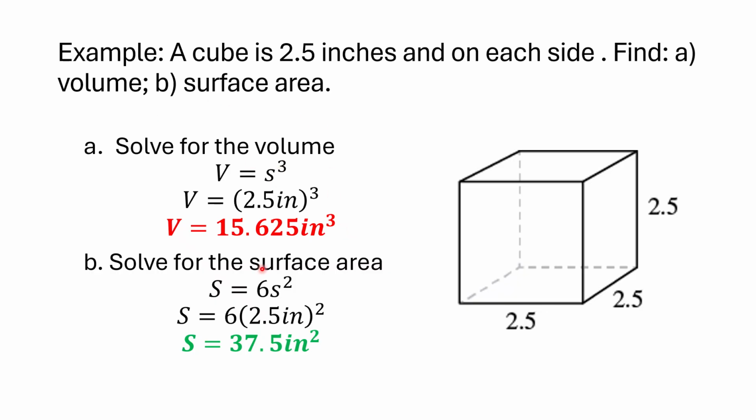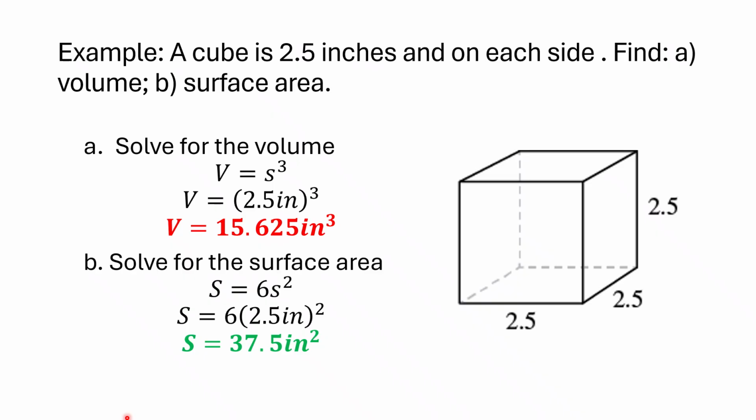So that's the volume. Now for the surface area, we have the formula S equal to 6 times the square of the side. Okay, so the side is 2.5 inches. You square it, then times 6, we got 37.5 square inches, or inch squared. So that's the surface area of a cube.